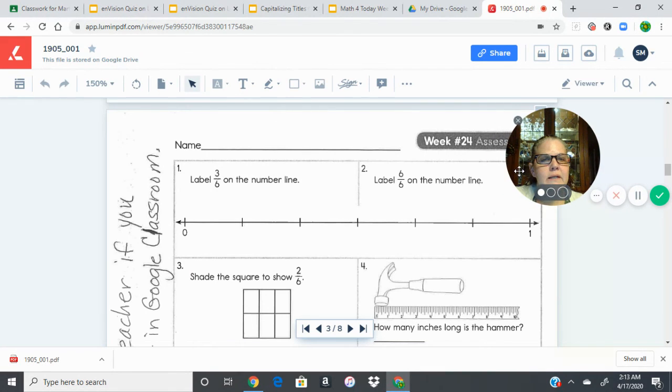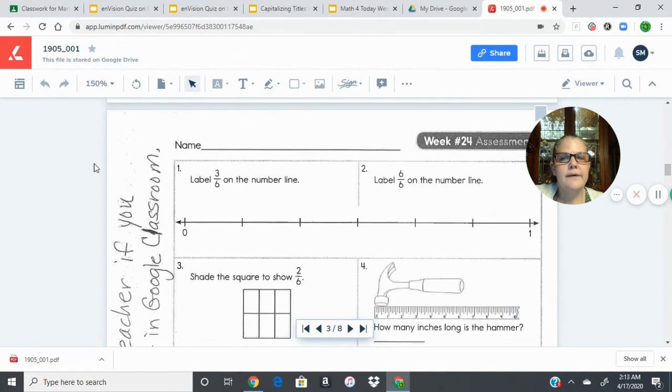All right, so we're back on our Math for Today test. On number 1, it says to label 3/6 on the number line, and number 2 asks us to label 6/6 on the same number line. So we're going to use the same one here. All right, let's see, let me get a little text here. So we've got 1, 2, 3, 4, 5, 6.